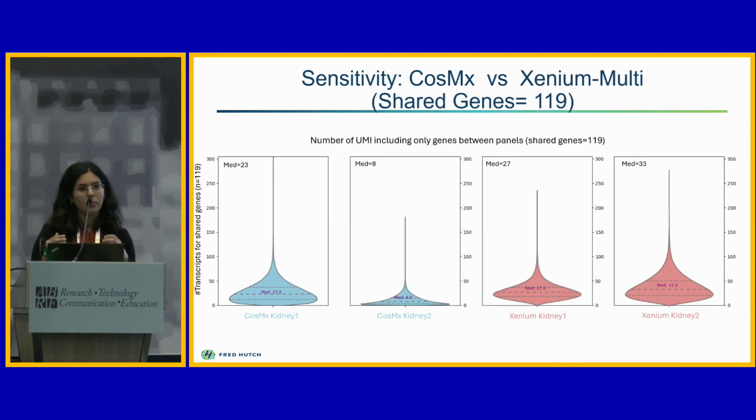So just to get a better idea of the sensitivity, we have to actually look at the genes that are shared between them. And interestingly, there are only 119 genes that are shared between these 2 platforms. So when we look at these genes that are shared, we see that the number of transcripts, which is a measure of sensitivity, is actually better for the Xenium compared to the CosMx. And again, we see that the Kidney 2 is not performing well for the CosMx at all.